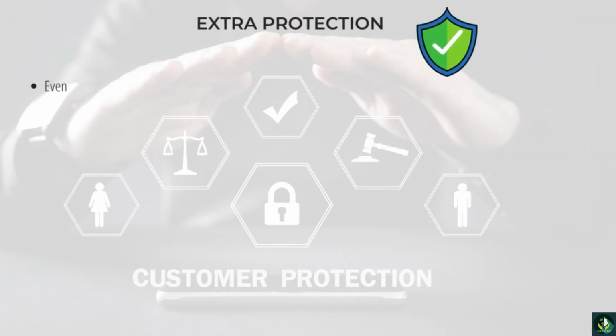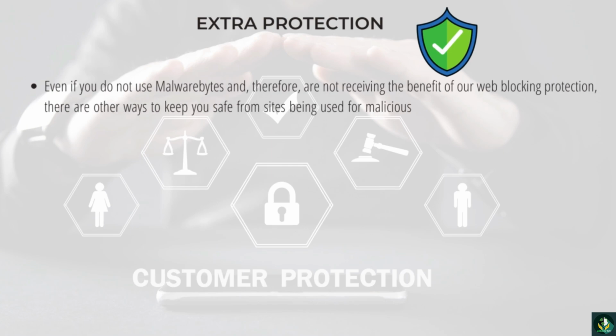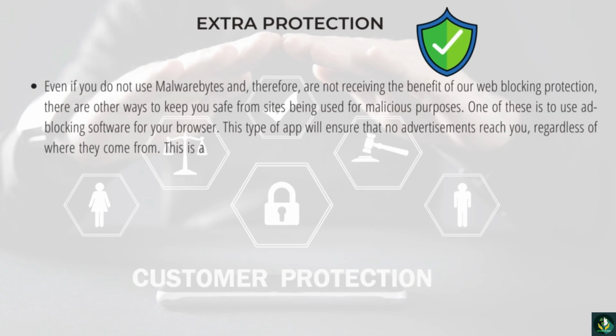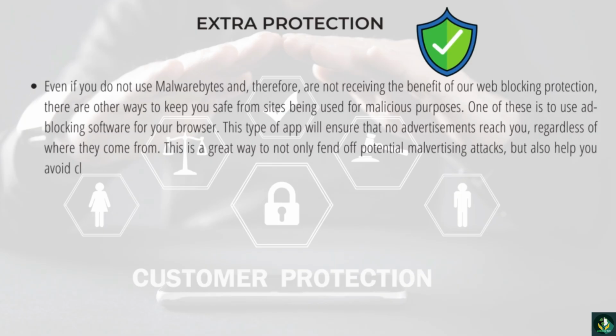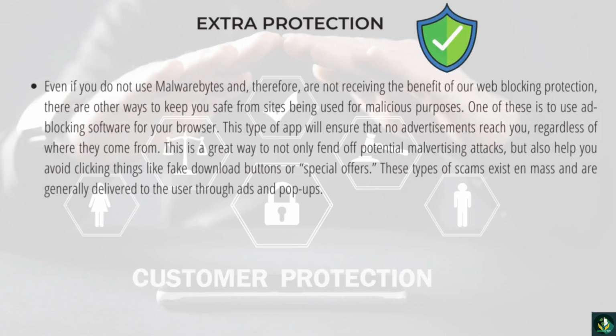Even if you do not use Malwarebytes and, therefore, are not receiving the benefit of our web blocking protection, there are other ways to keep you safe from sites being used for malicious purposes. One of these is to use ad blocking software for your browser. This type of app will ensure that no advertisements reach you, regardless of where they come from. This is a great way to not only fend off potential malvertising attacks, but also help you avoid clicking things like fake download buttons or special offers. These types of scams exist en masse and are generally delivered to the user through ads and pop-ups.